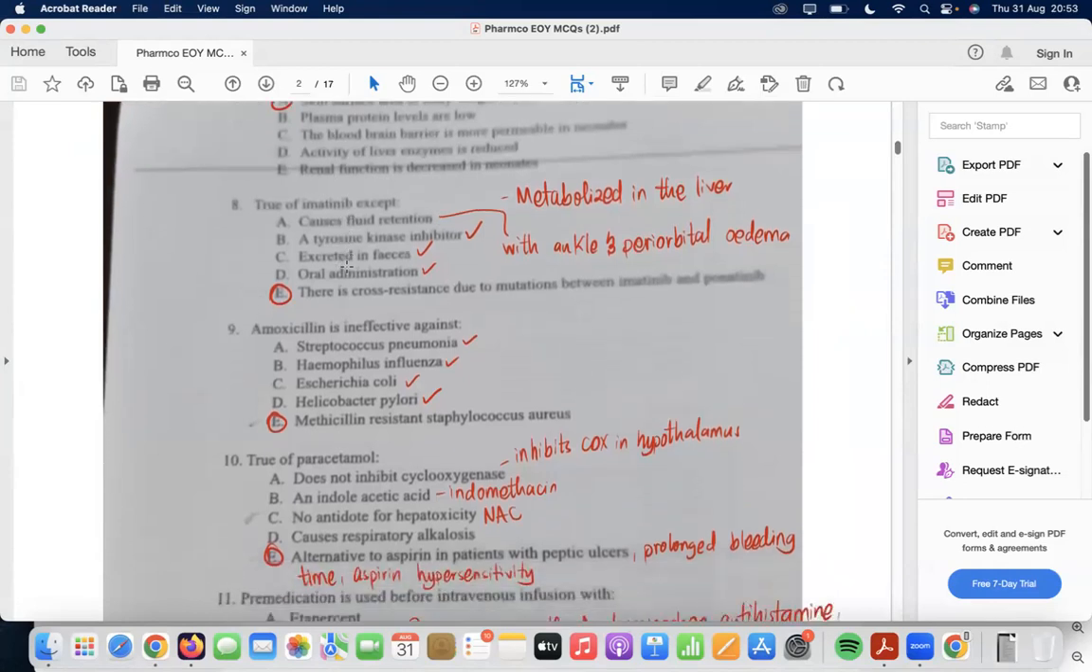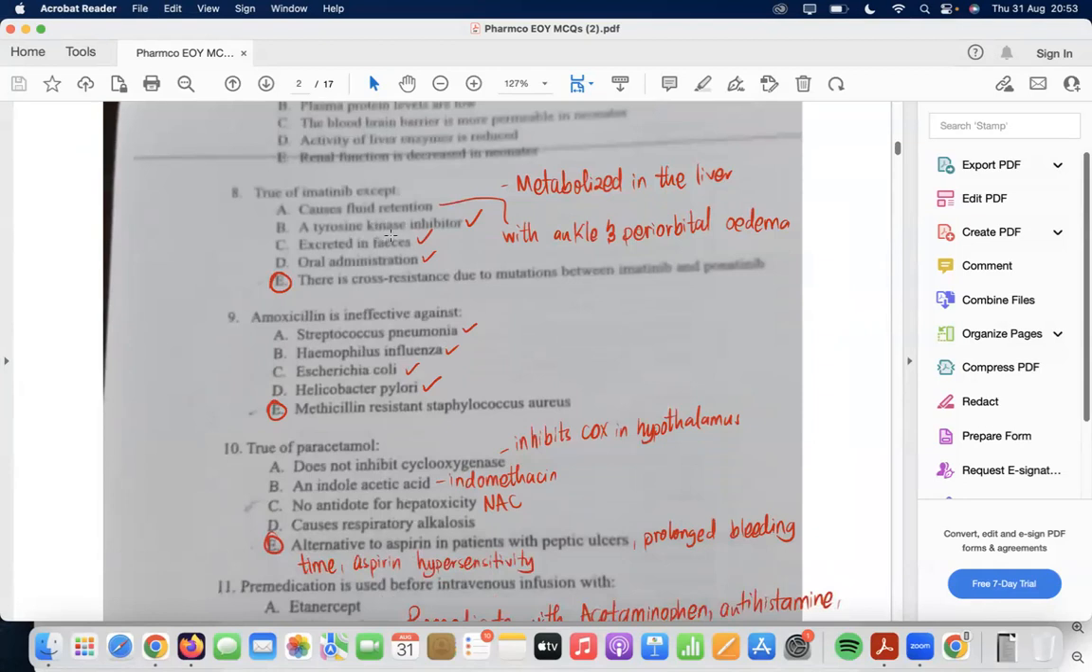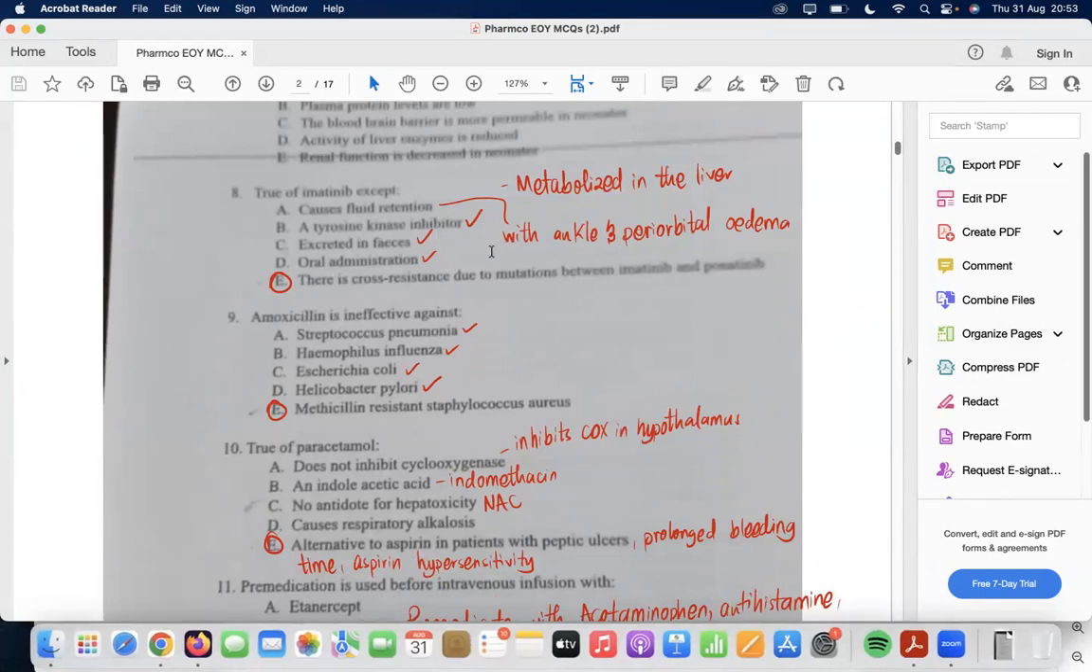So go on to number 8. True of imatinib except. Imatinib is an anti-cancer drug. It's a tyrosine kinase inhibitor. But I did not manage to find notes in regards to this question that could give us sufficient information to get an answer. But if the answer is not available in the notes directly, you can always Google or use other sources of information or study material that will give you an answer.